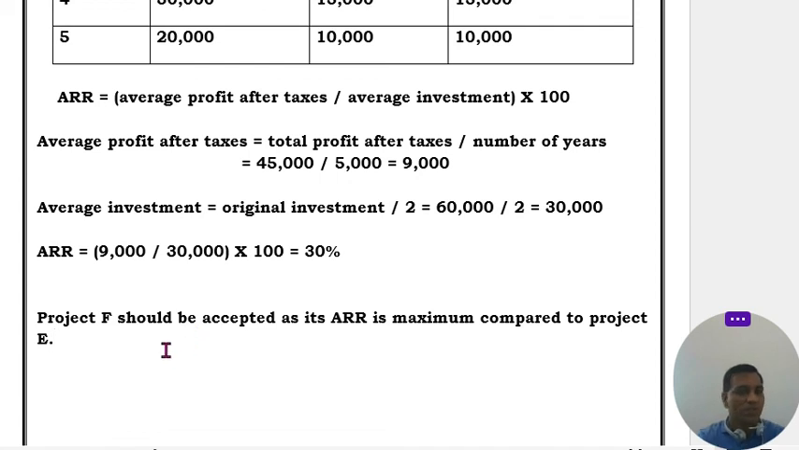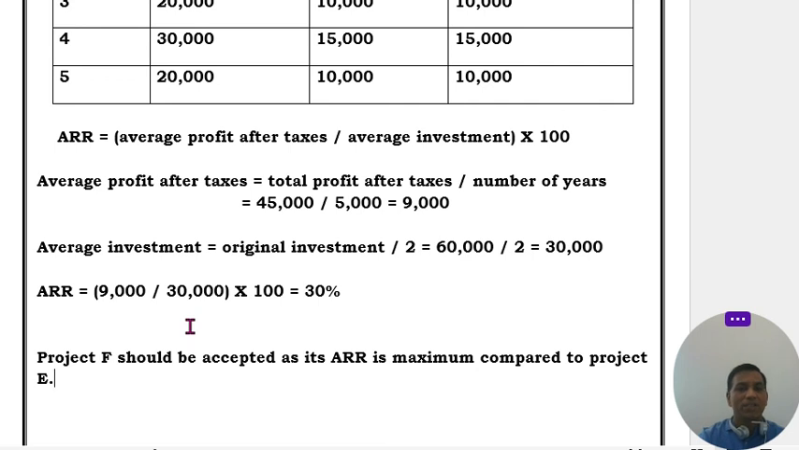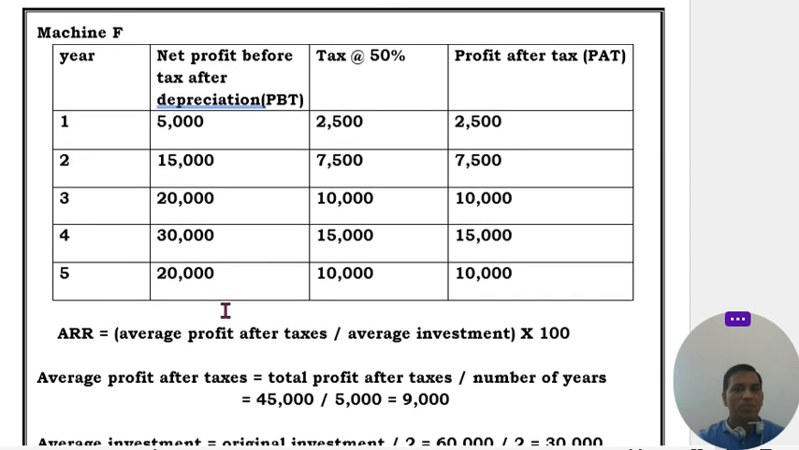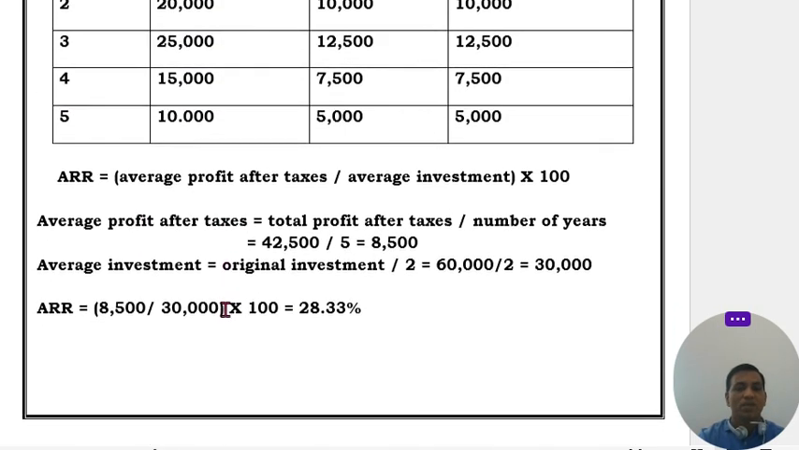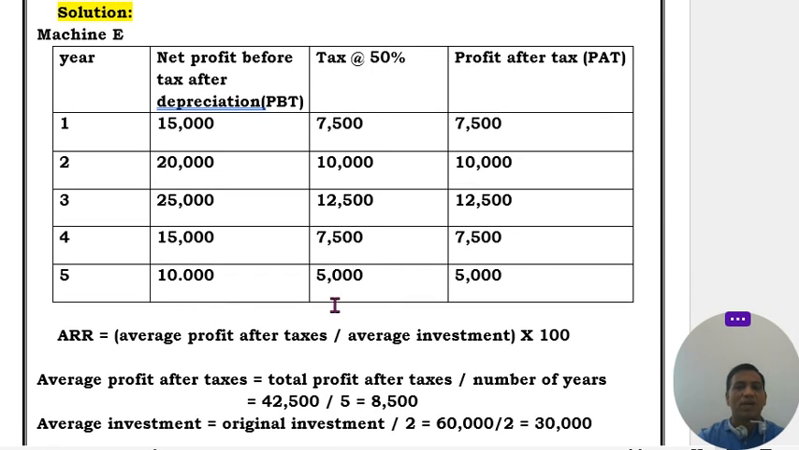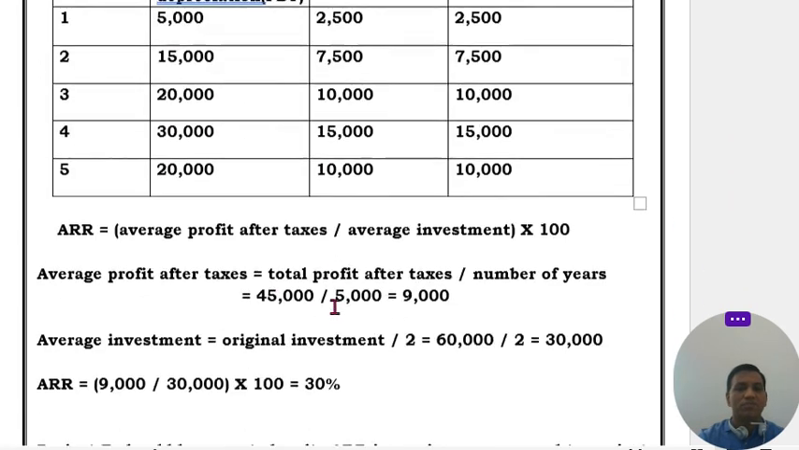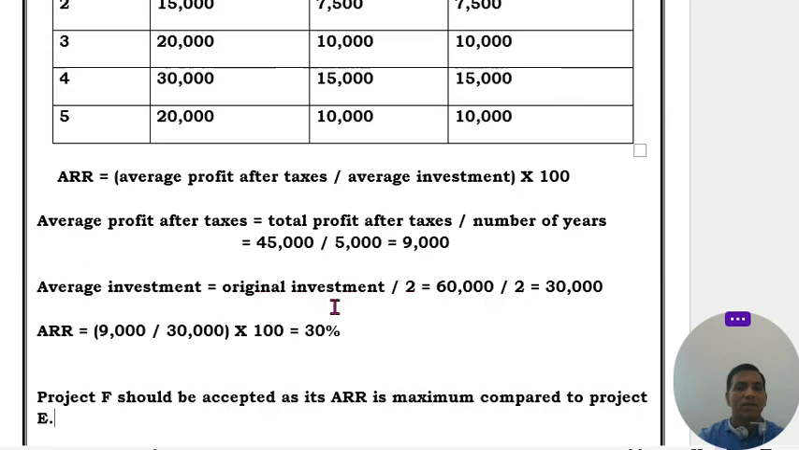This is the decision. So when two projects are there, you compare the ARR of both projects, and the project giving the highest ARR should be accepted. In this question, project F is the highest one, so project F should be accepted. This is another model, and this is the ARR method. Here profit after tax is not given directly; we calculated it from the values given in the question. So this is one of the traditional methods, the ARR method. Other methods are there, but these two are the popular ones.